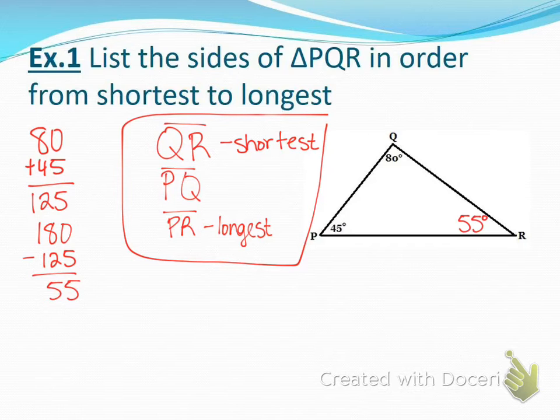Questions about example 1, Kobe? How is QR shortest? So we go based on the angles, not based on what it looks like. So based on the angles, QR is the one that's across from the smallest angle. Based on those theorems we did on the last slide, the one that's across from the smallest angle has to be the shortest side. Okay, does that make sense? All right. Other questions? Concerns? Moving on.